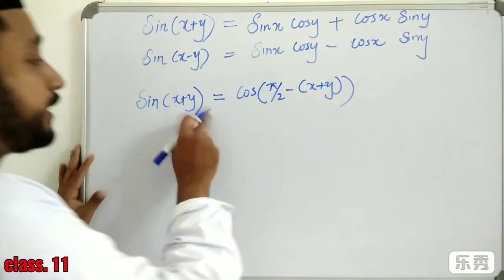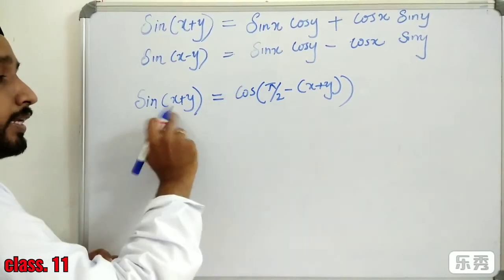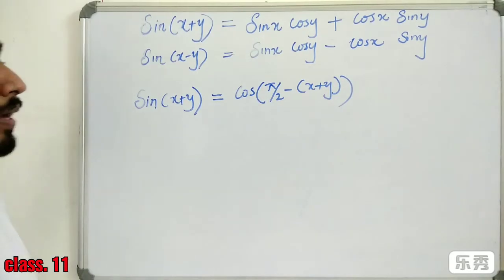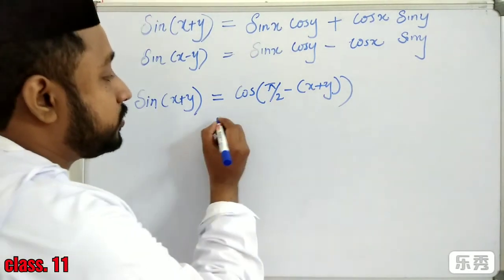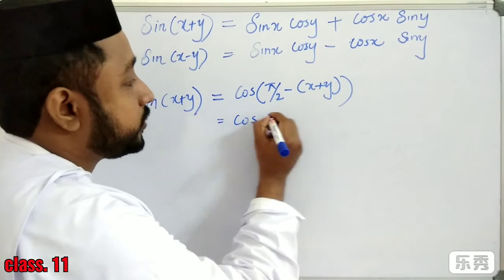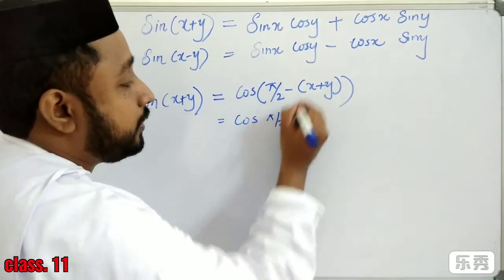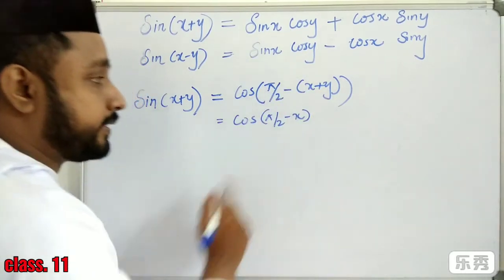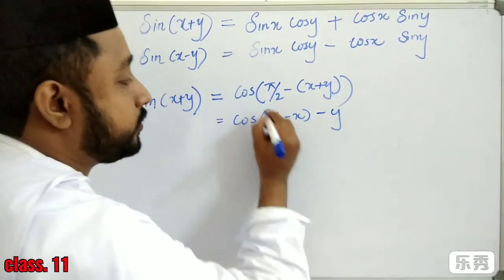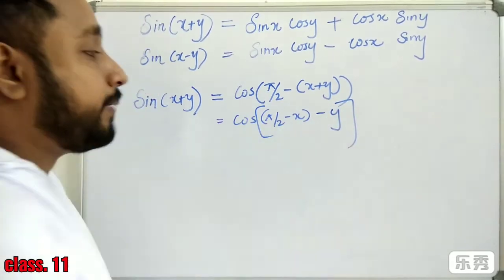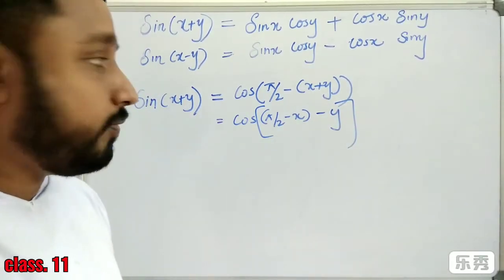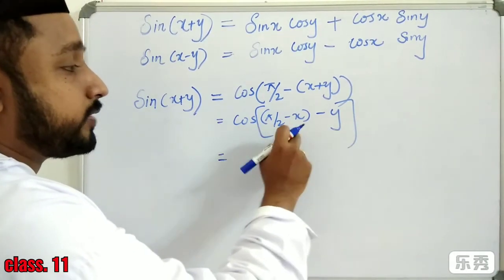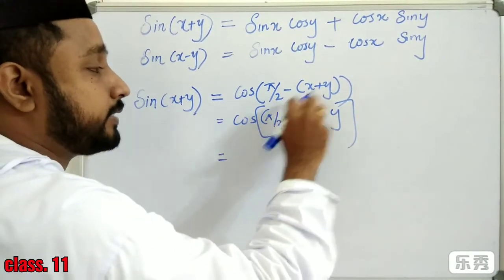Sin(x+y): sin x is equal to cos(π/2 − x). So sin(x+y) is equal to cos(π/2 − (x+y)), which is equal to cos((π/2 − x) − y). Now in the form of cos(x − y), this is x, this is y.